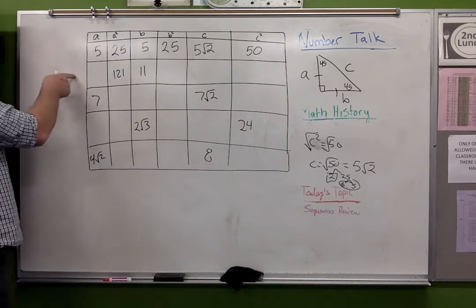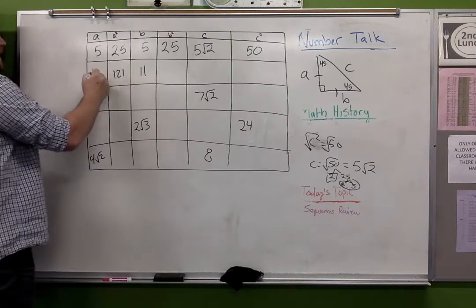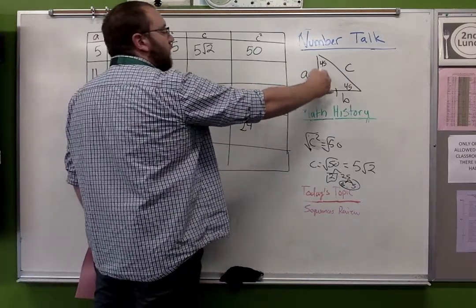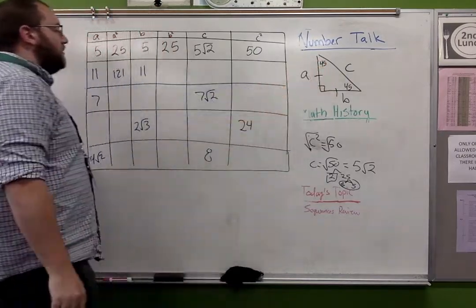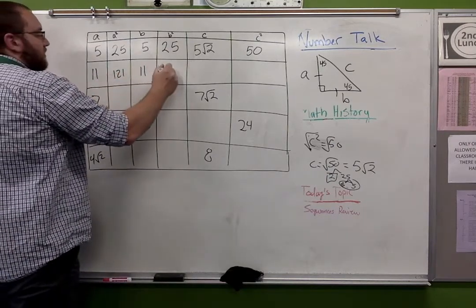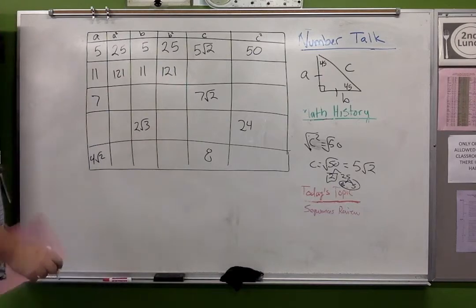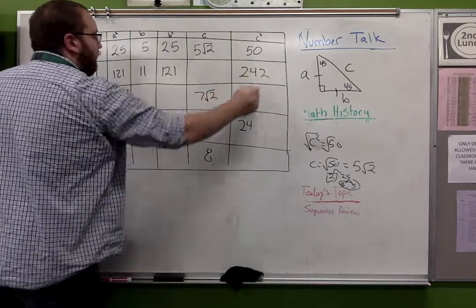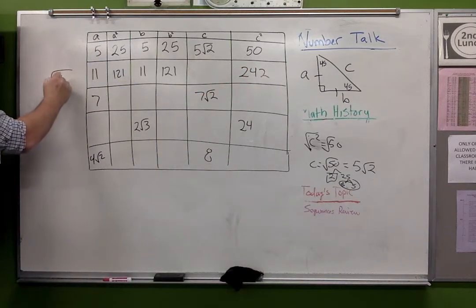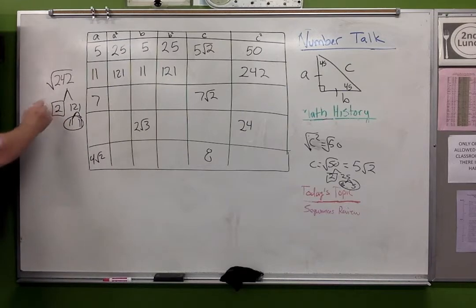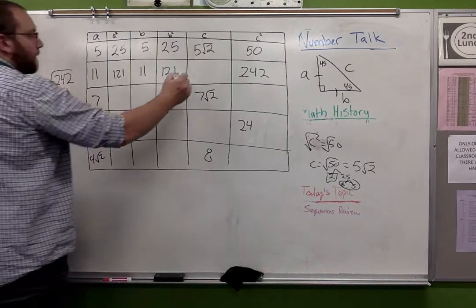Let's try here. If B is 11, A also has to be 11. Right? Because we have a 45, 45, 90, so opposite sides are equal or congruent. So if A and B are equal, A squared and B squared are equal, so this is 121. Let's see here. 121 plus 121 is 242. We want the square root of 242 to find C. There's a group of 2 of the same with the 2 left over, so 11 square root of 2.